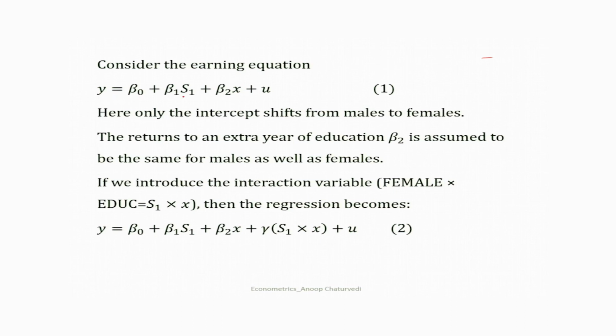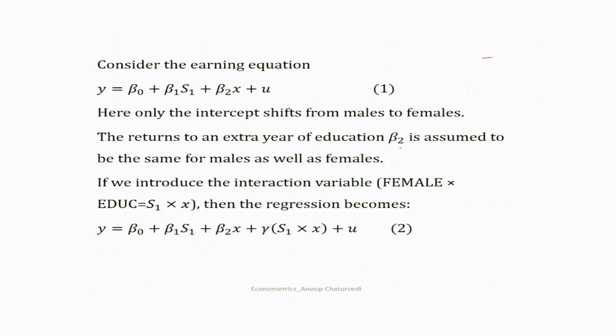Now, we consider the earning equation y equal to beta naught plus beta 1 s 1 plus beta 2 x plus u. So, for s 1 equal to 1, means for females, your intercept term is beta naught plus beta 1, and for males the intercept term is beta naught. So, the intercept term shifts from males to females. Then the returns to an extra year of education, beta 2, is assumed to be the same for males as well as females.